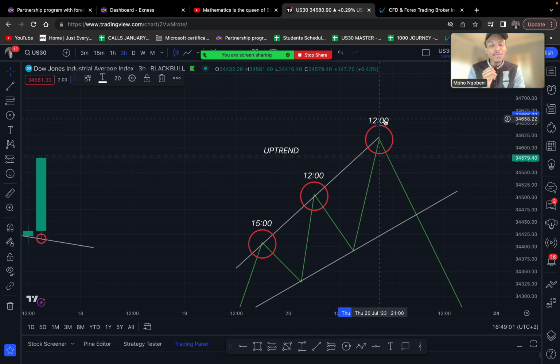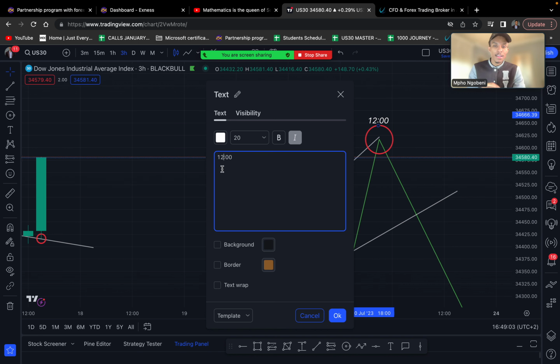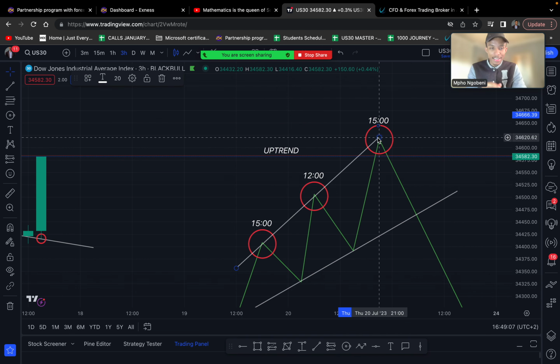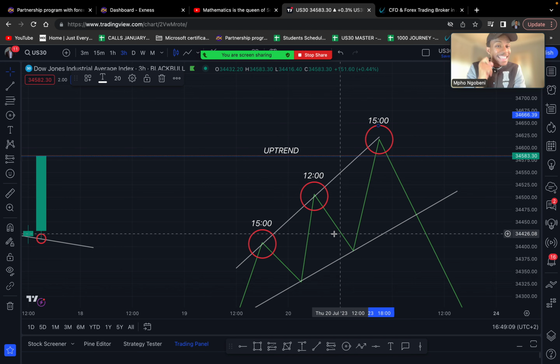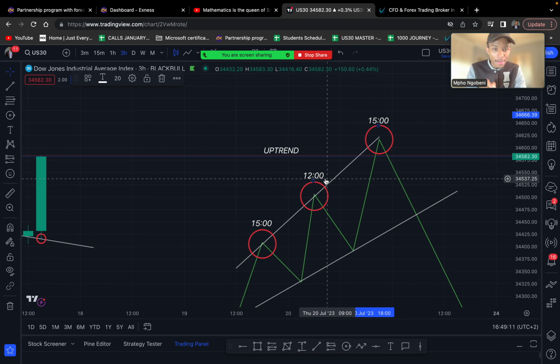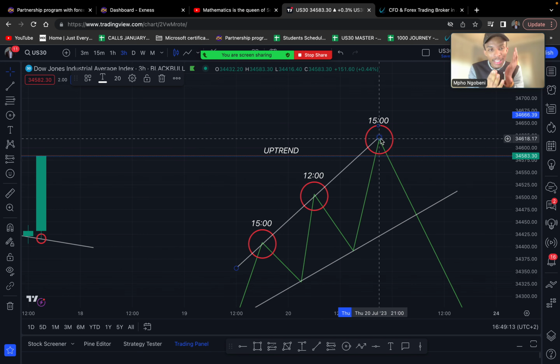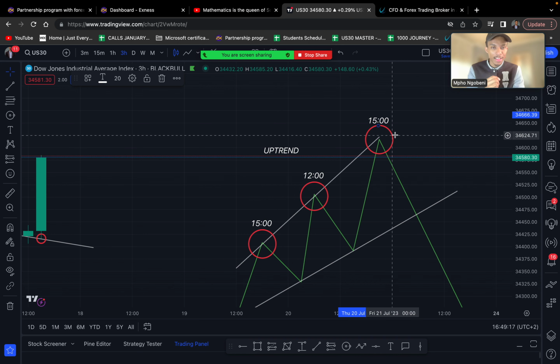So what if it was 15 o'clock that came there? Let's say maybe it was 15. Can we risk? Yes, we can take a risk because we see that it's 15 o'clock that's coming to touch the trend perfectly. We know we can take a risk for a sell.